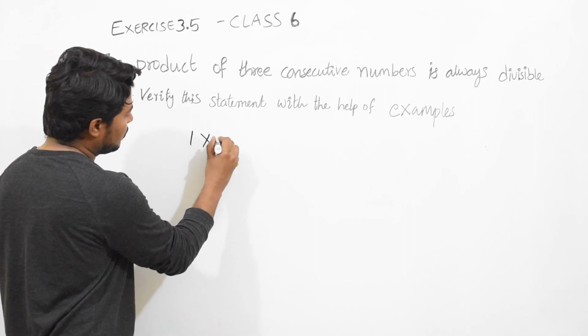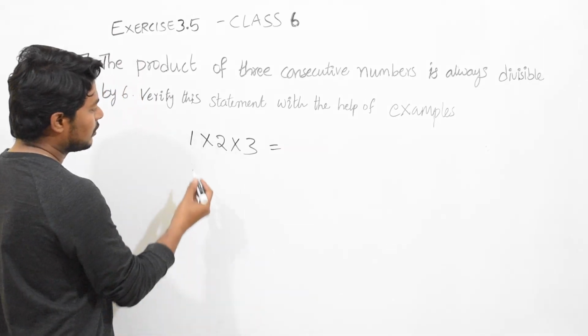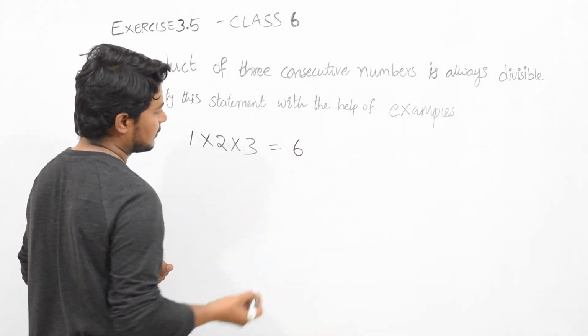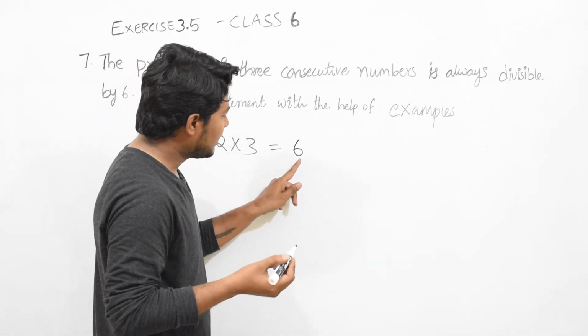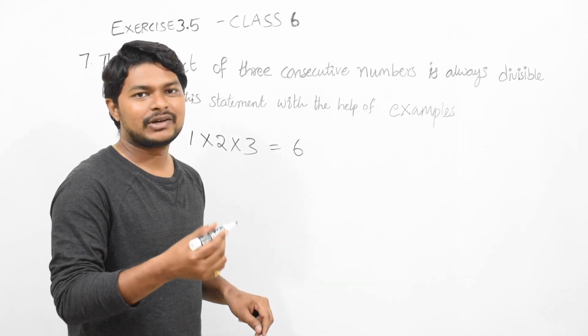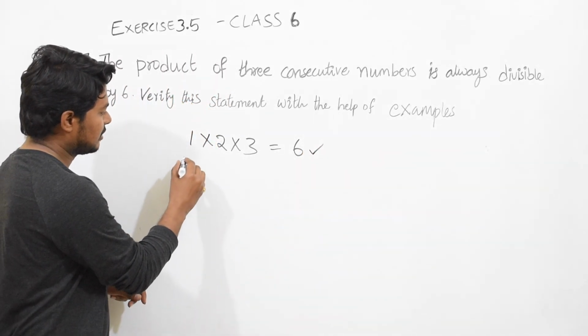1 into 2 into 3. What is the value? 1 into 2 is 2, 2 into 3 is 6. Now you tell me, 6 is divisible by 6. Yes, obviously, 6 into 1 equal to 6. So this is divisible. Let us take another example.